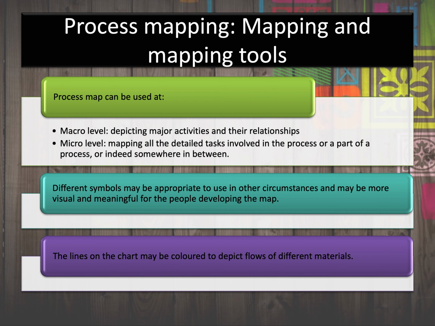Different symbols may be appropriate to use in different circumstances and may be more visual and meaningful for people developing the map. If you have your textbook, you can refer to page 207, where we have the traditional operation process mapping symbols. For example, we have the arrow, the D symbol, the triangle symbol and so on.